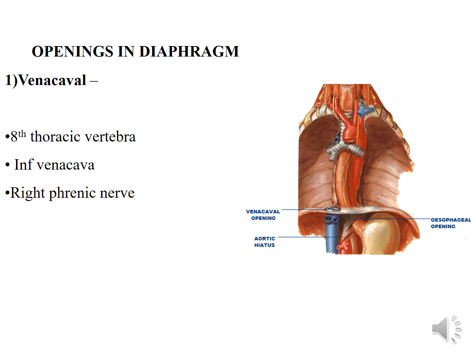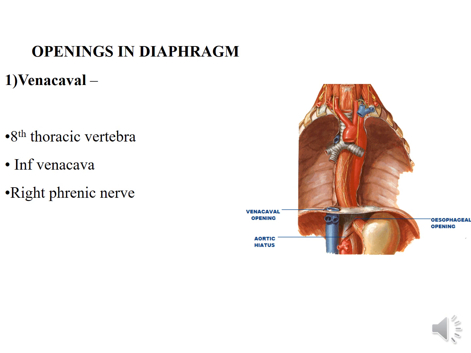After attachments, let's talk about the various openings which we have in the diaphragm. Now, this diaphragm is not a complete separation. There are certain structures which go to the abdominal cavity from the thorax and certain structures which come from the abdomen to the thorax. For that purpose, the diaphragm acts as a passage for certain structures, by means of certain openings.